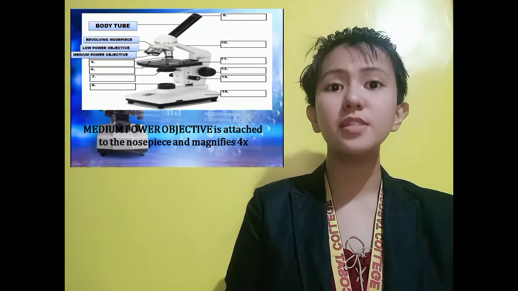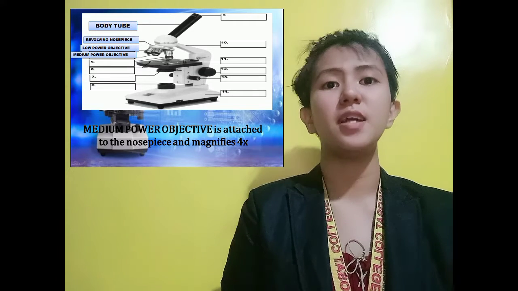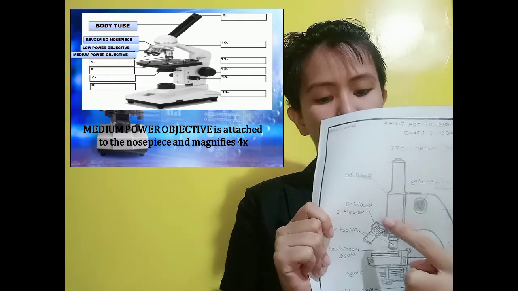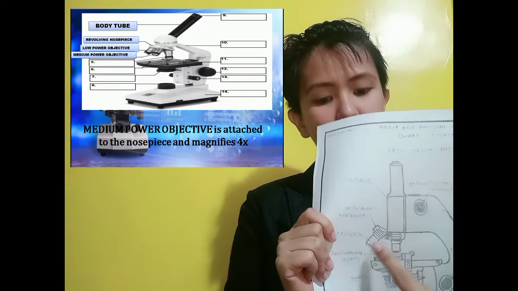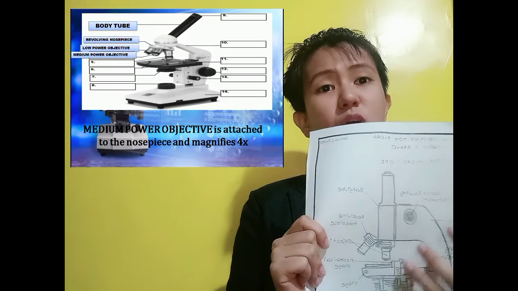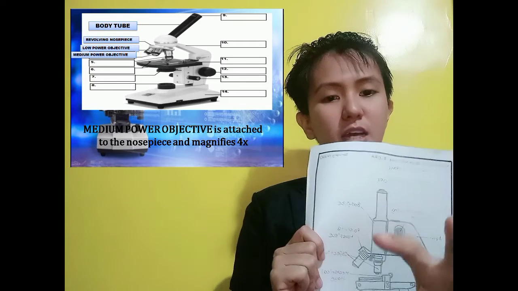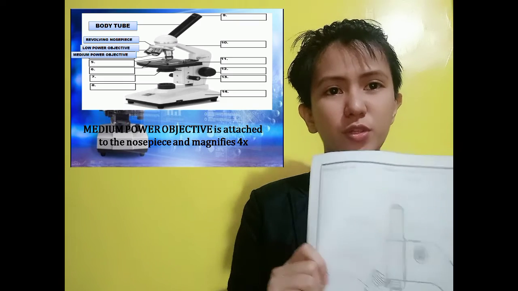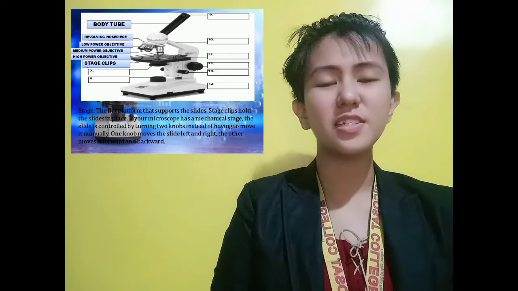Next is the medium power objective, which is attached to the nose piece and magnifies 4 times. Like I said earlier, the revolving nose piece comes with the low and the high power objectives. With the high power objective, you can see the specimen up close, as if zoomed in. So, the next is the stage clip.